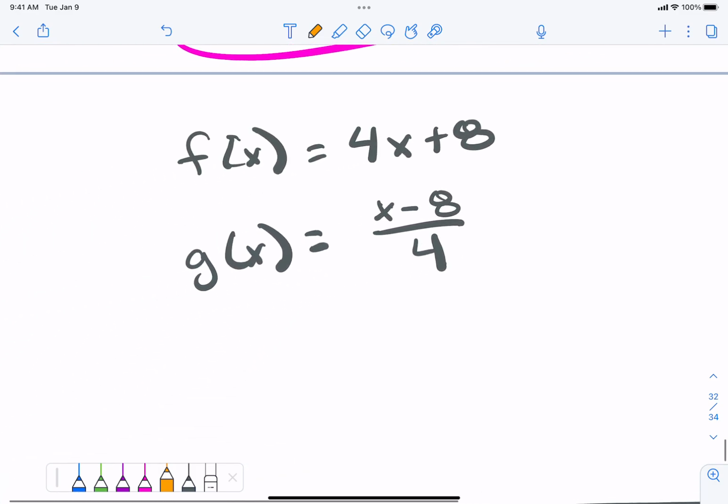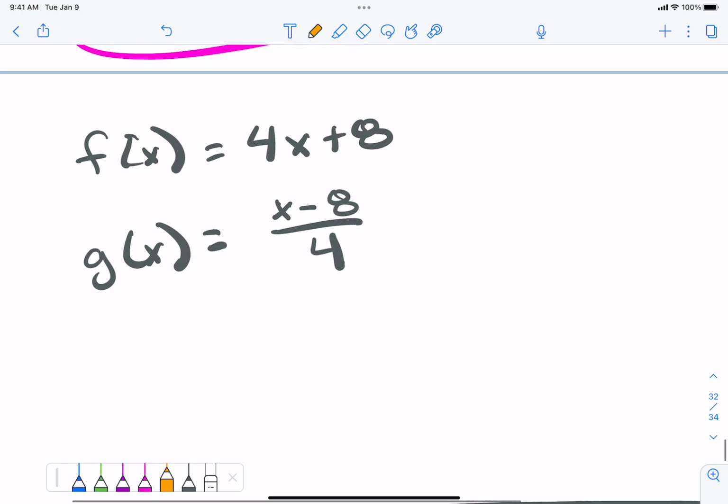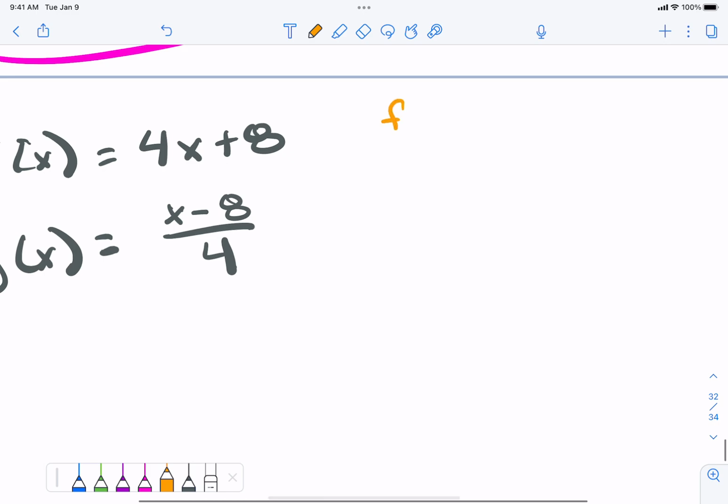Okay, moving on. You have those two functions. I want to know if they are inverses of each other. How do you find whether they're inverses of each other or not? You stick them into each other, right? And then go the other way.